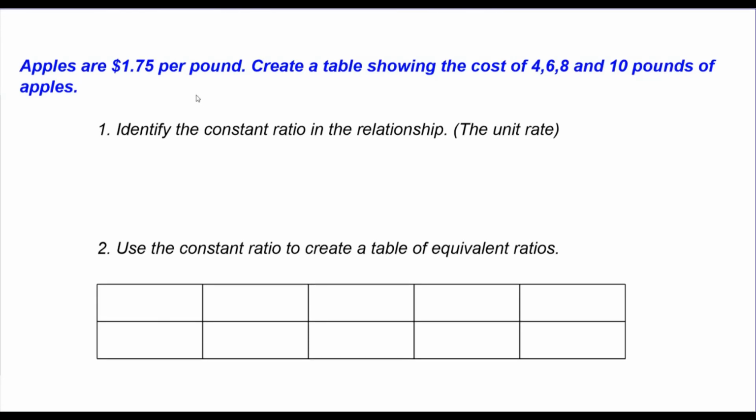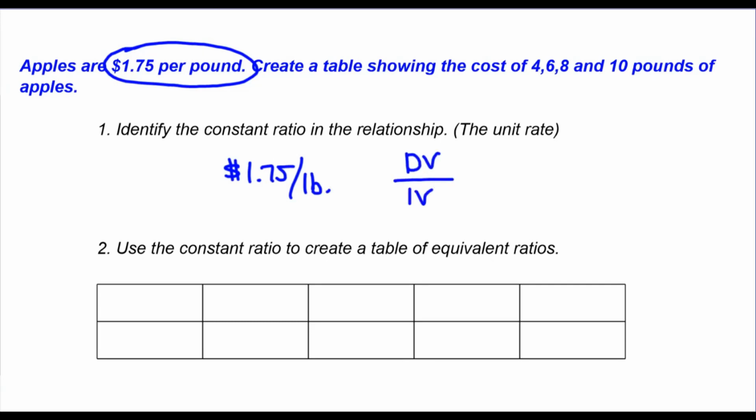So first of all, identify the constant ratio. What is the unit rate? Well, right here is our unit rate. It's $1.75 per pound, and that would be the dependent variable divided by the independent variable. So that means dollars is the dependent variable and pounds is the independent variable because the cost depends on how many pounds of apples I buy. So my pounds will go here, and the cost in dollars will go here.